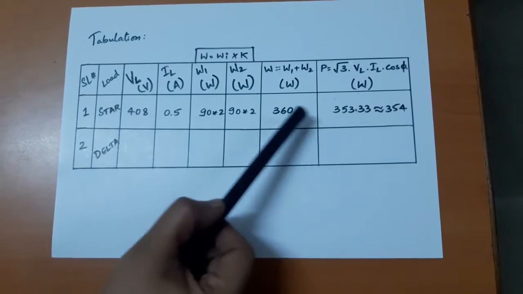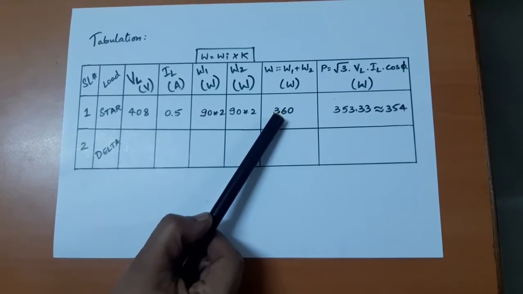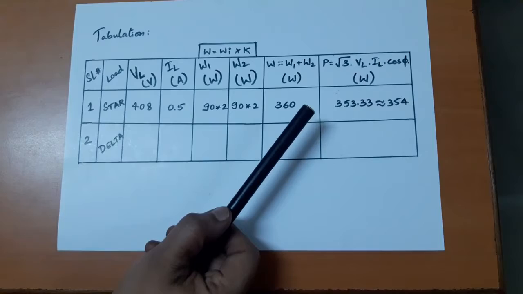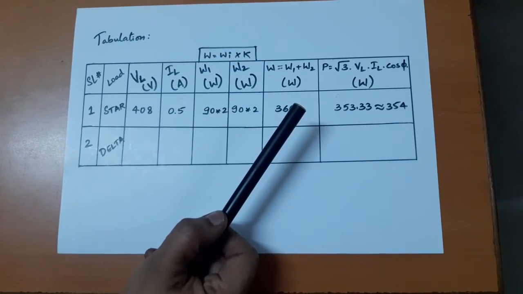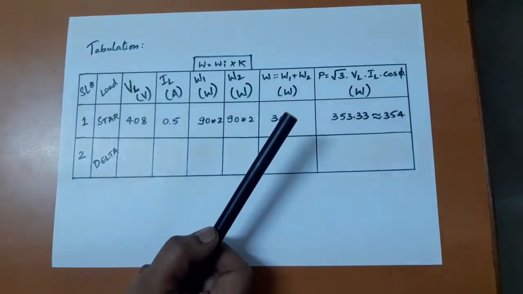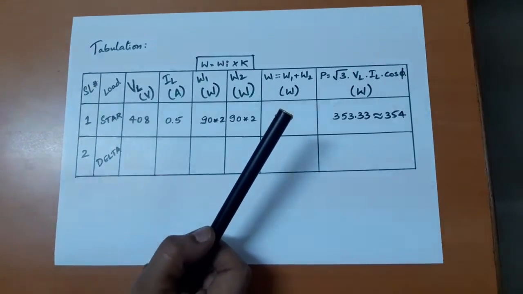So if you can see, this is the theoretical value and this is the practical value. They both are almost close, more or less, considering that there are human eye errors while taking the readings in an analog meter. We are finalizing that the three-phase power for a star connected load is measured.